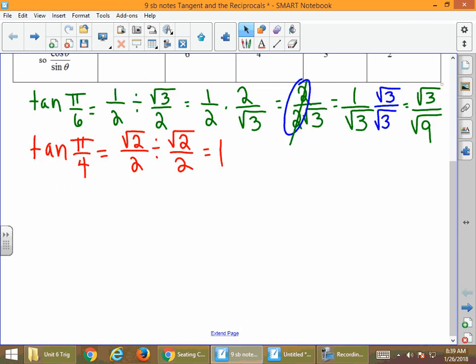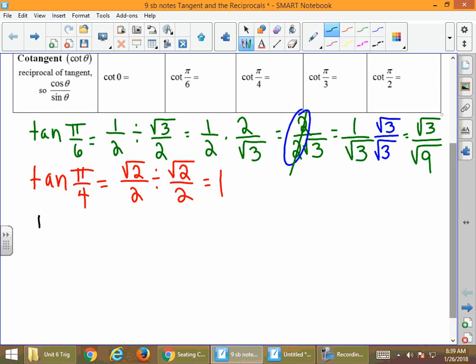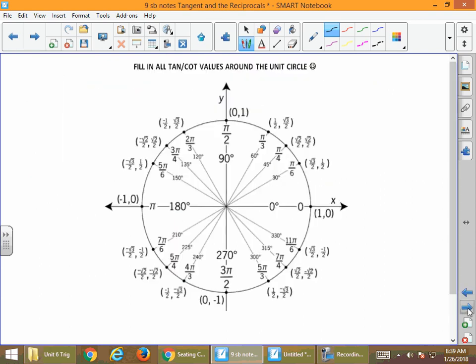Tangent of pi over 3. Well, the tangent of pi over 3, when we look back at our unit circle, because we can, once again, it's going to be the y value at pi over 3 divided by the x value at pi over 3, because it's sine divided by cosine. Tangent is sine divided by cosine.